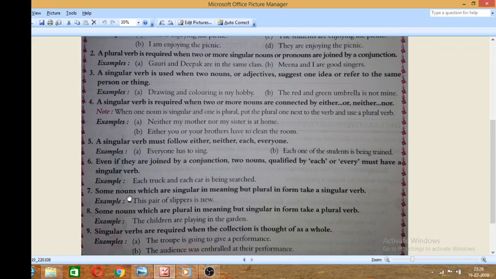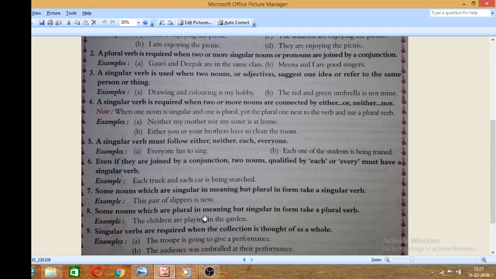Some nouns which are singular in meaning but plural in form take a singular verb. There are some nouns which are singular in meaning but plural in form. You know this pair of slippers. You can see that the subject, the slippers, is that type of noun. Some nouns which are singular in meaning but plural in form, so it has taken a singular verb.